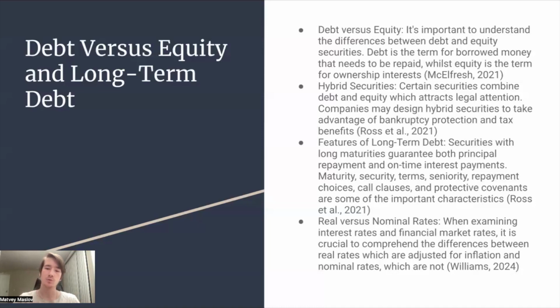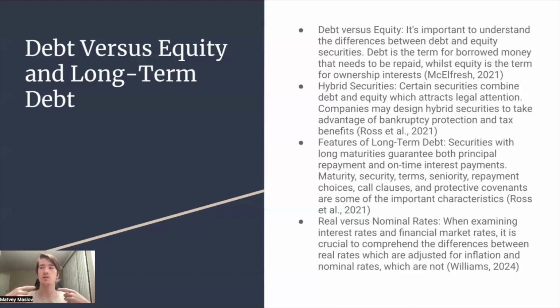For example, in this case, when examining interest rates and financial market rates, it is crucial to comprehend the differences between real rates, which are adjusted for inflation, and nominal rates, which are not adjusted for inflation. Therefore, by looking at a nominal rate, you might not have the most accurate analysis of the rate that you're going to be receiving.